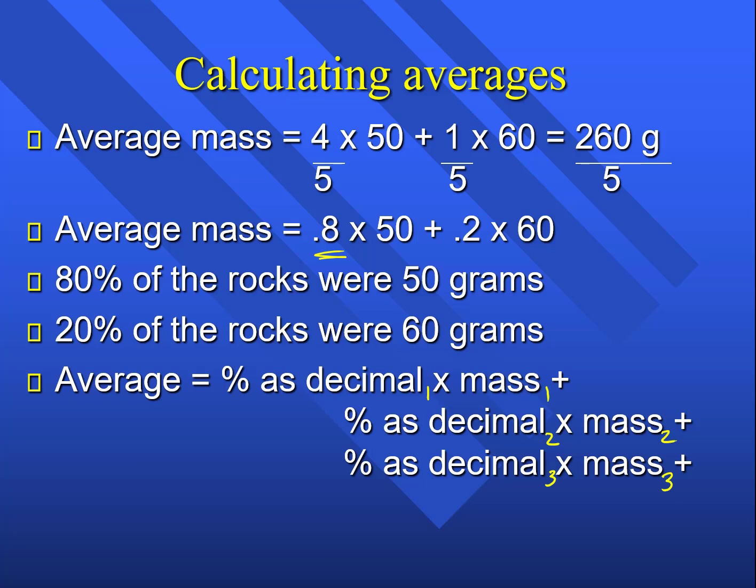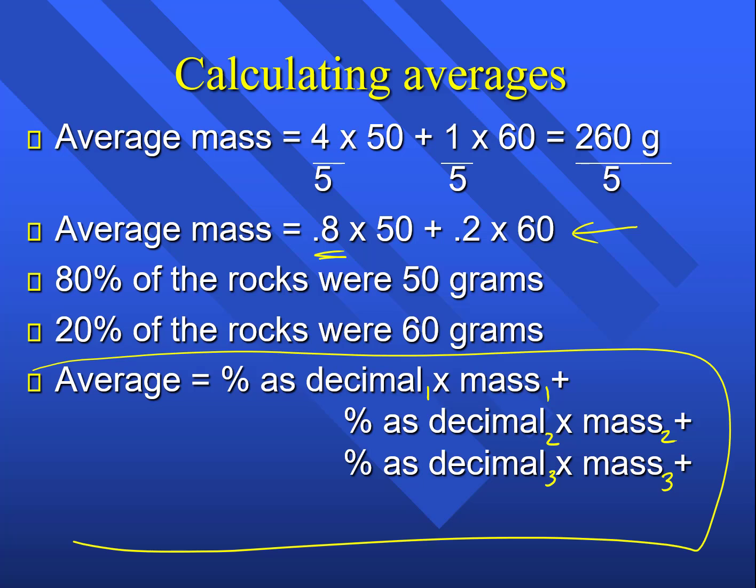When do I stop adding? When I run out of different types. If there's 3 different types, I'll have 3 percentages. I'll have to add up 3 things. Here I only had 2 different types, so I had 2 things I had to add. Okay with that? So that's the math we're going to do today. We're going to find out how much the average was.